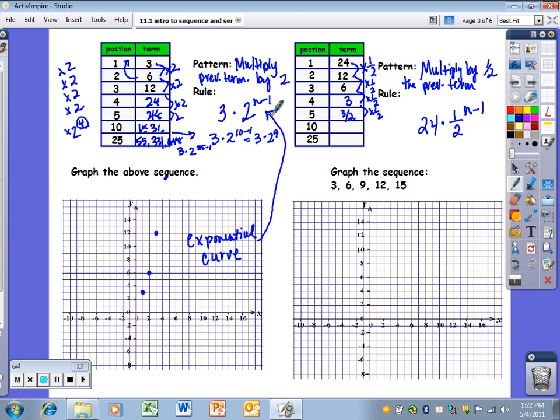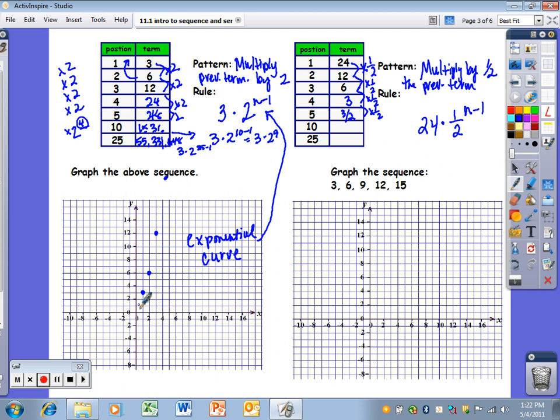But notice that I just have the points. I don't have them connected because we do not have a 0 term. We do not have a 2.5 term. So all I can have is a scattering of the points.